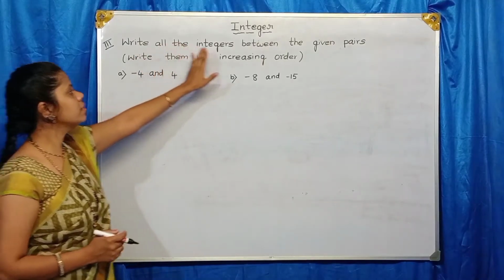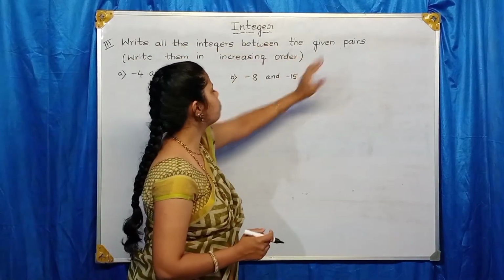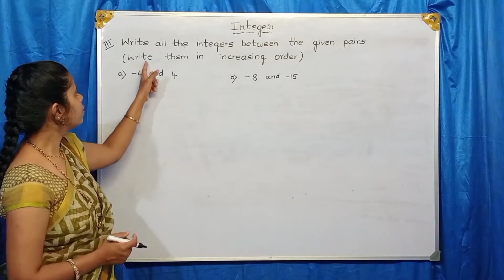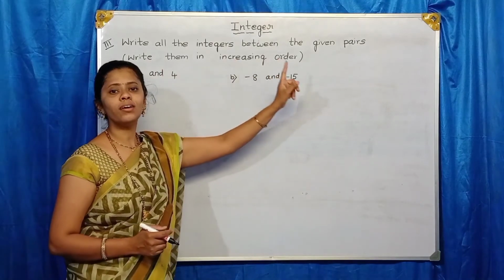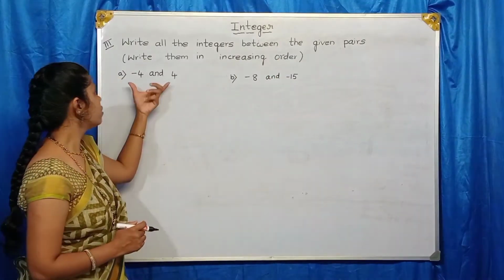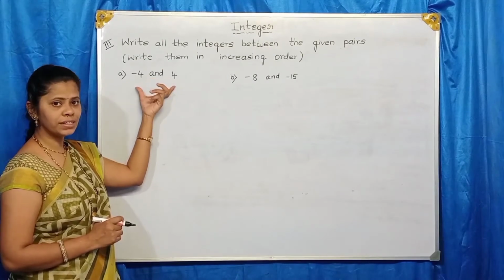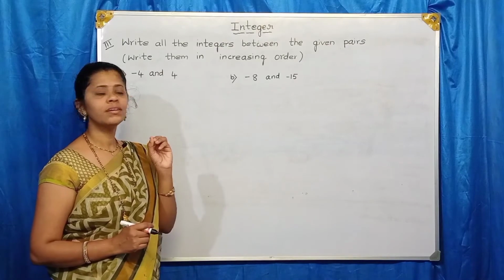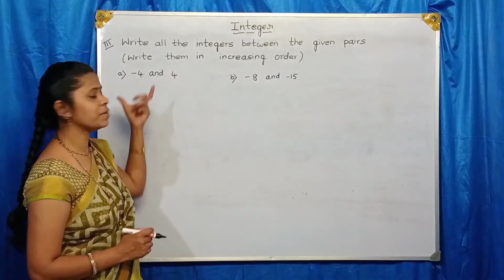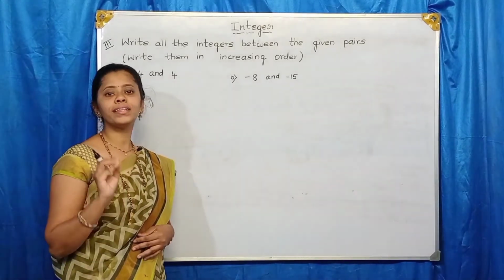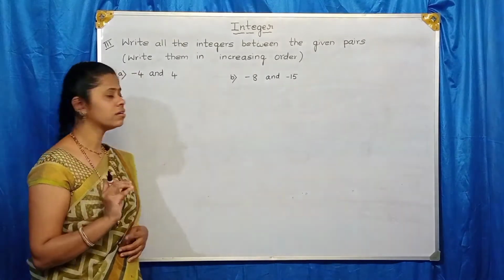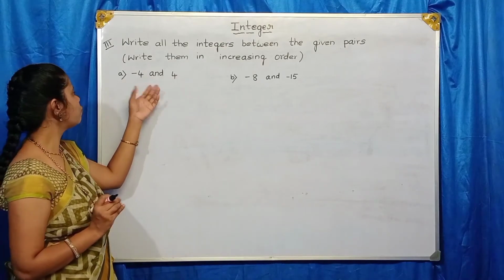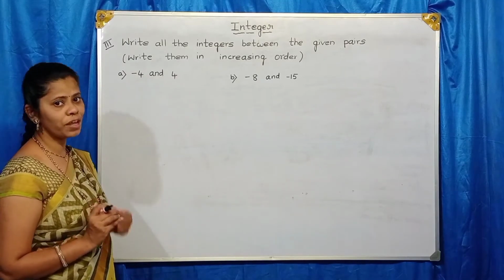Write all the integers between the given pairs. But one instruction is there. Write them in increasing order. What we have to do here? They have given a pair of numbers and we have to write the numbers which come in between these two numbers. But we have to write them in increasing order. So, -4 and +4. Now, first solve this problem, -4 and +4.